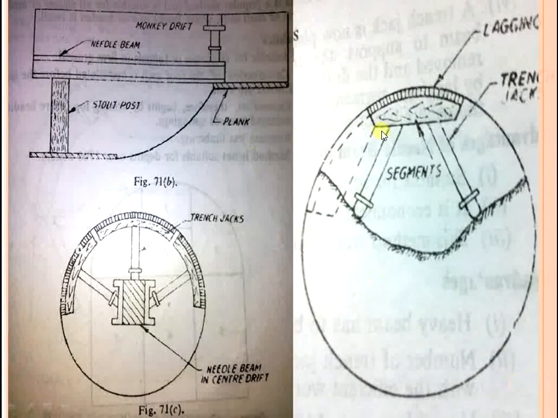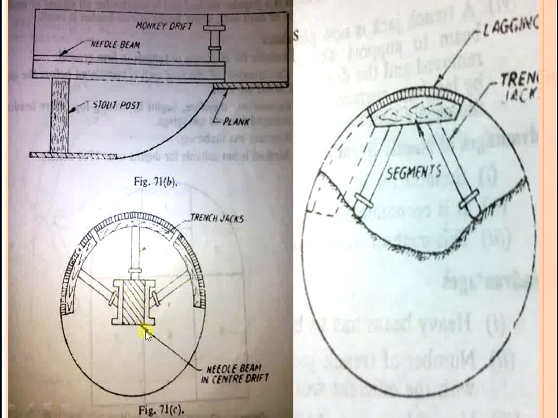Here we see the actual image of the needle beam method. The needle beam is already inserted up to 5 to 6 meters, with one end supported by the stout post, a vertical member, and the other end supported by the plank. The plank is in turn supported by a wooden horizontal member. Here we also see the monkey drift. This process is done for the temporary structure of the tunnel.